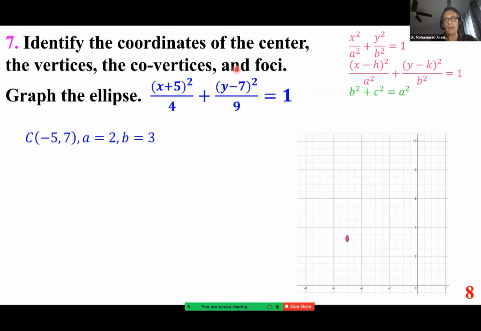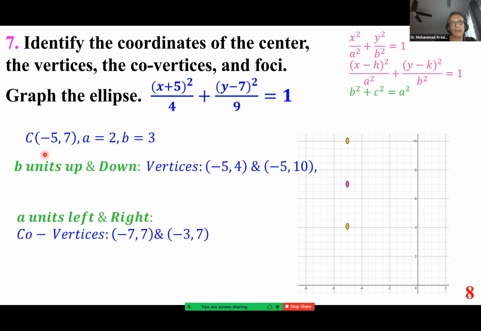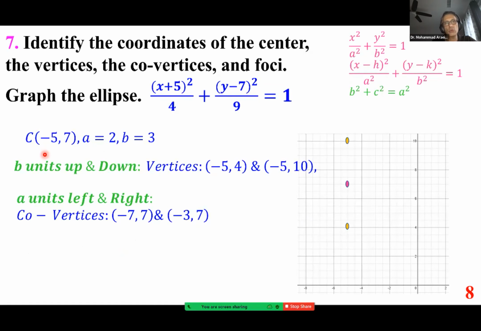So here's the center. And again, B is 3, going up and down by 3 units. So B units up and down. B happens to be 3. Anything that gives us, those are the two pairs. Going back to the center, A units to the left and right, which happen to be 2 units.